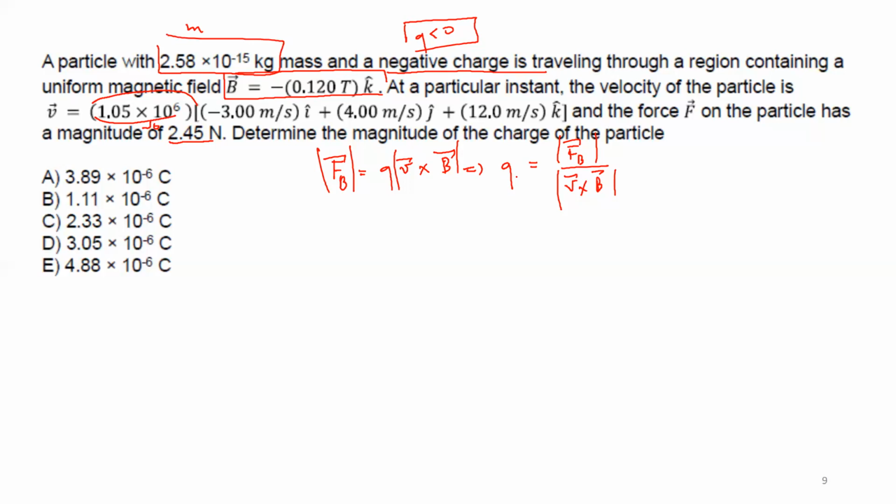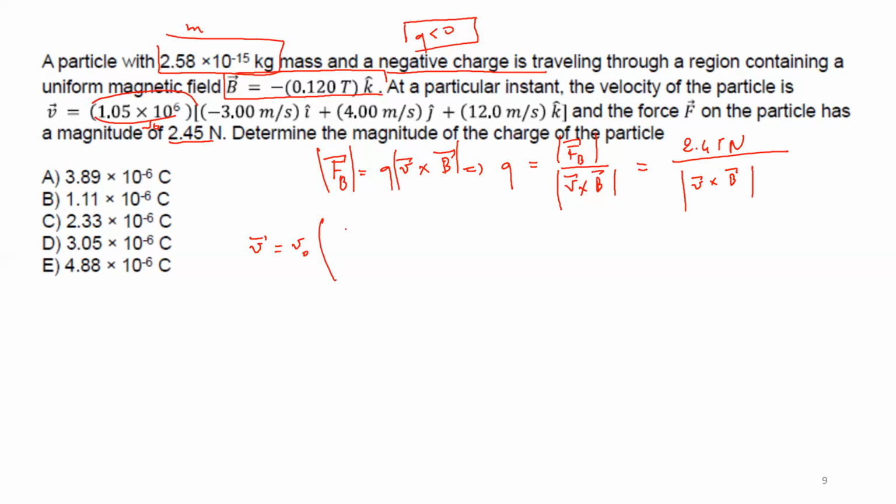You don't divide by a vector, but if I take the magnitude, I can take the magnitude of the force divided by the magnitude of V cross B. So the magnitude of the force is given, 2.45 Newton. Now I have to get the magnitude of V cross B. Easy. I gave you V. What's V?